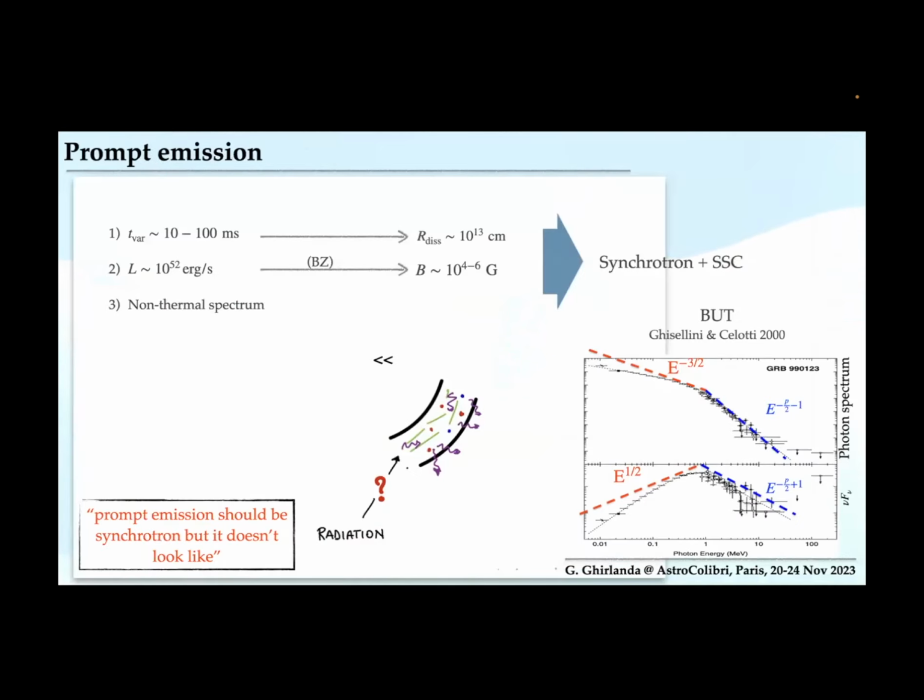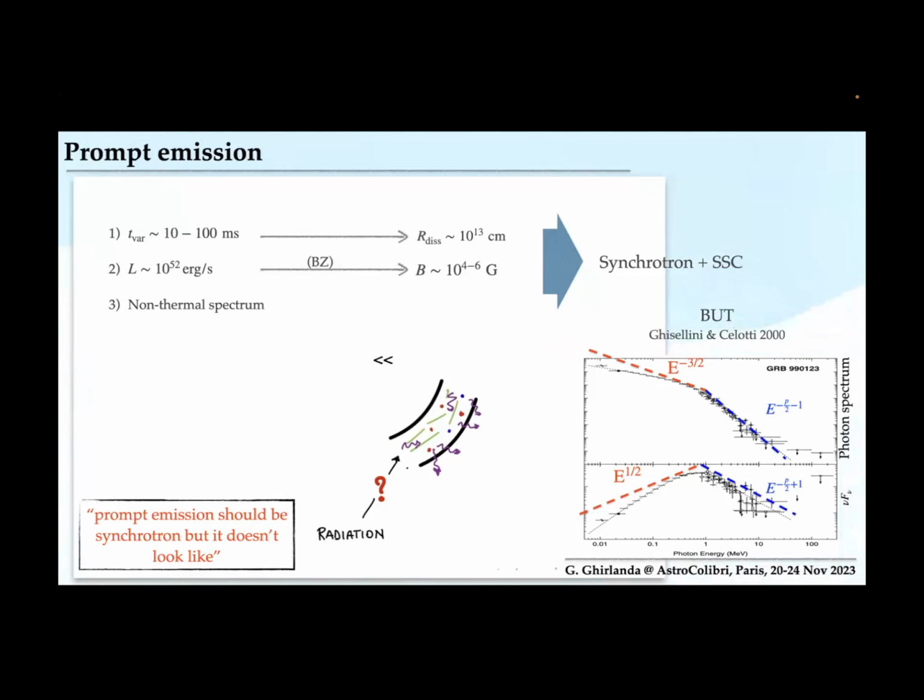Okay, so fourth ingredient, prompt emission. When you look at the prompt emission of gamma-ray bursts, there is one thing you can measure, the variability, that is small, milliseconds, meaning that the dissipation radius is small, 10^13 cm if you play the causality argument. Second ingredient is that the luminosity and other arguments suggest that the magnetic field in the emission region should be large. So these two points imply that we think about synchrotron and synchrotron self-Compton as the leading emission mechanism in the emission region, which produces the gamma rays.